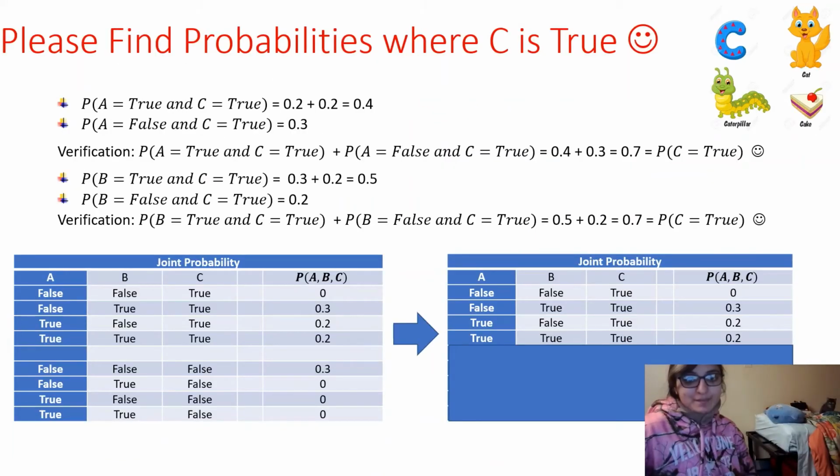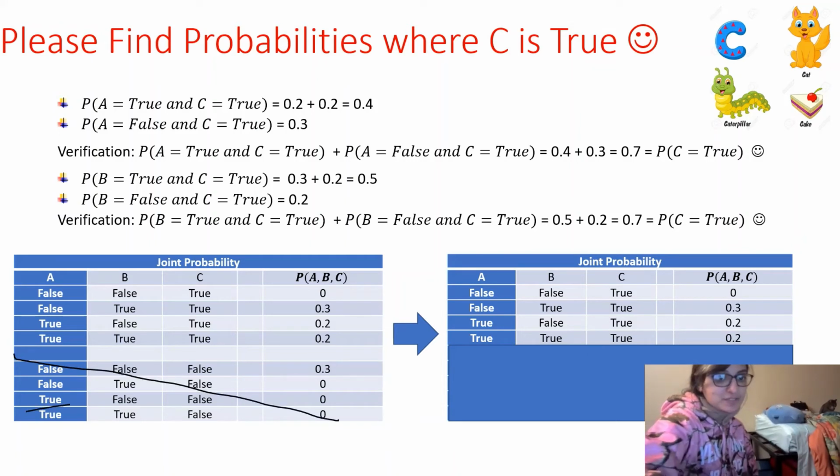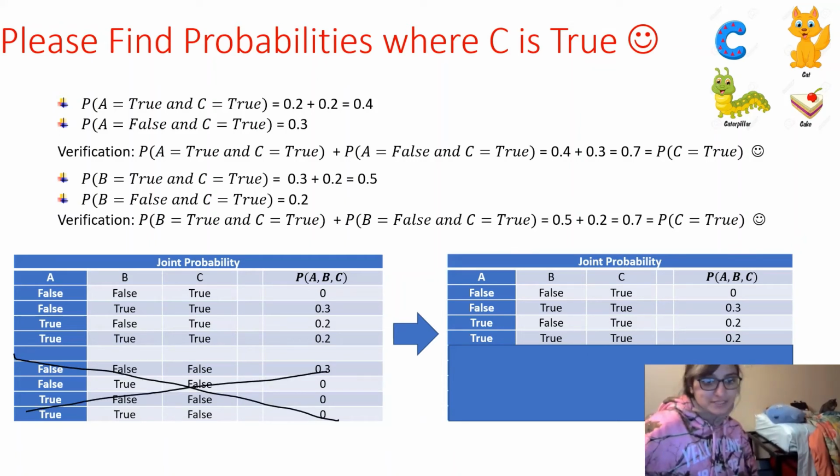If you want to find the probabilities where C is true, we just have to focus on this joint probability table and eliminate the situations when C is false, which are these last four rows. As you see here, C is false here. So we're just focusing on the top, which is where C is true. And then we want to gather the probabilities that we need: the probability that A is true and C is true, probability A is false and C is true, probability B is true and C is true, and probability that B is false and C is true.